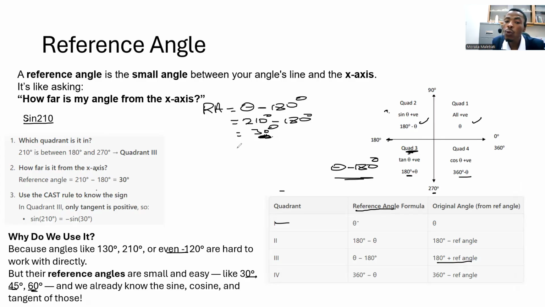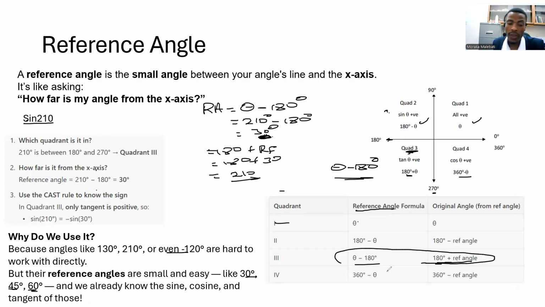Now if we're given the reference angle and we want to find the original angle, you're going to say 180 plus the reference angle. That's 180 plus 30, which is obviously 210. I just wanted you to be familiar with this one. I hope all these things make sense. That is reduction.